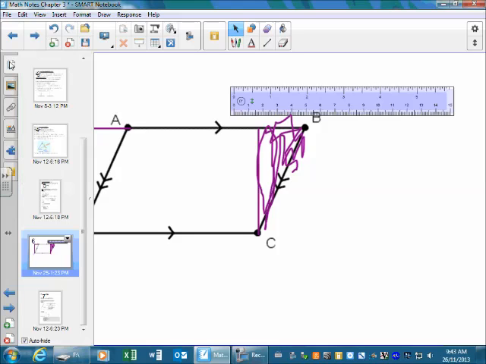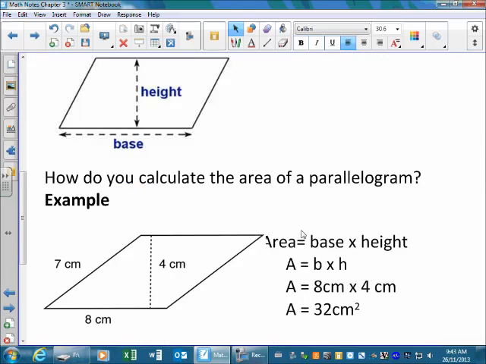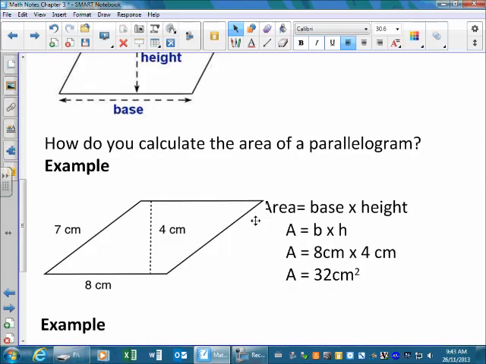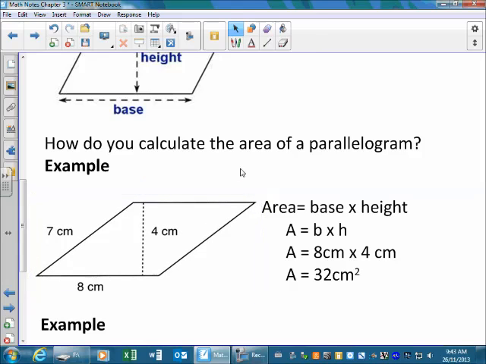Let's go back to this page here, and I'm going to show you an example of how to calculate it. So here's a parallelogram. We have a base, we have height, and then I've thrown another number in here, which is probably not accurate, but it's the measure of a side here. Now, which parts are we going to actually use? We're going to use 8 centimeters for the base, 4 centimeters for the height. That's all we're going to use.